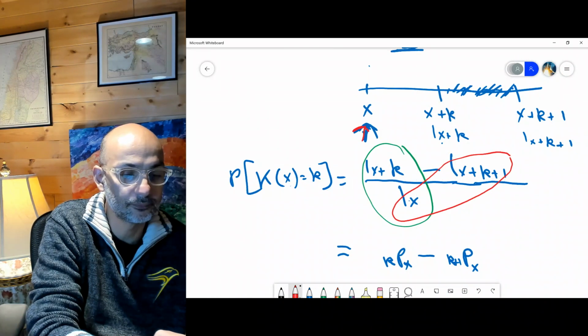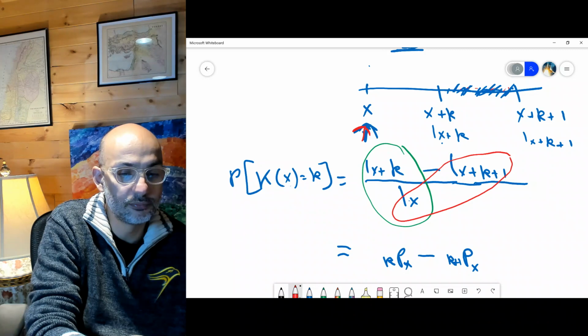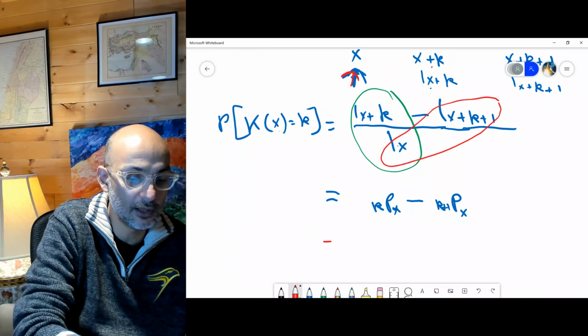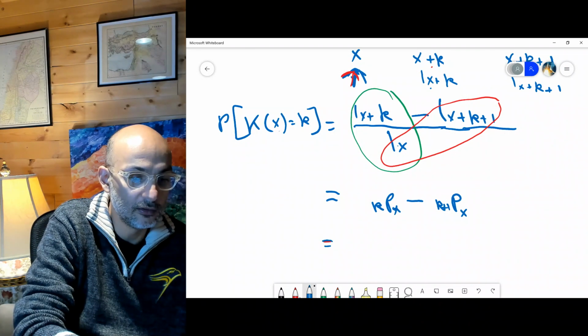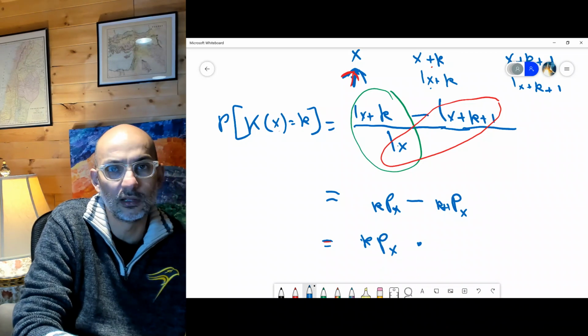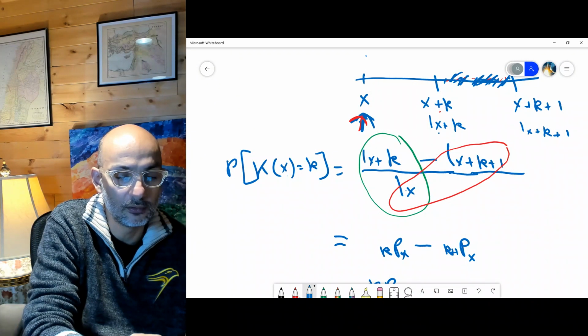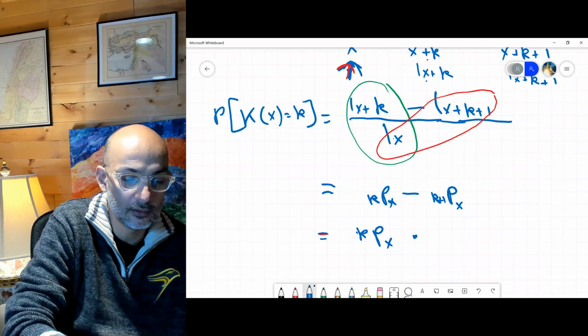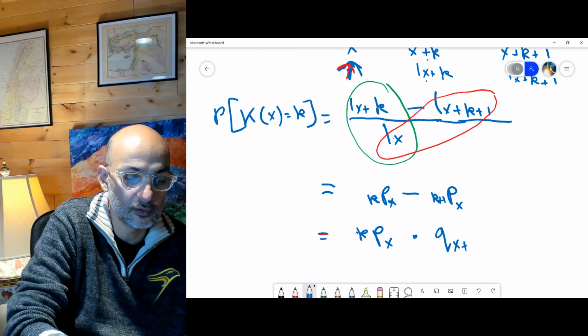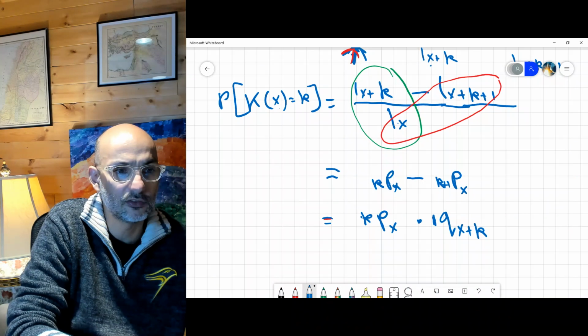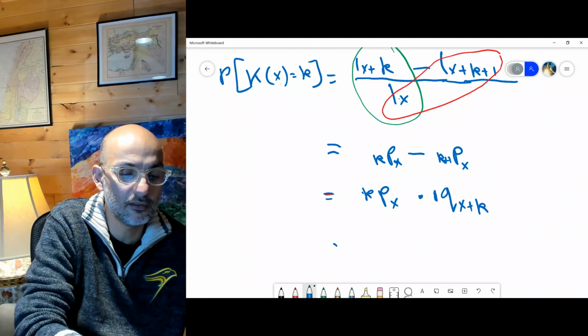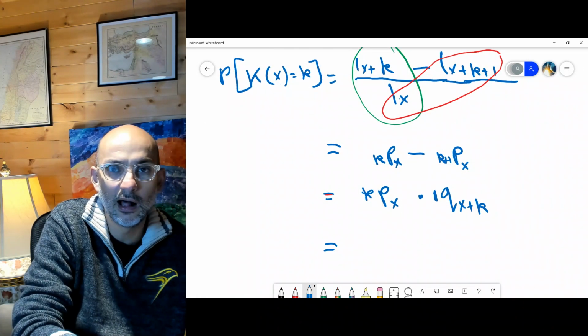Same logic here: you are here, so to calculate this probability, first you need to survive to here and death occurs here. The first probability is to survive k years, k px, multiplied, because of independence, by death occurring in this period, which is q x plus k, within 1 year. This is another way you can look at it. There are multiple ways to look at it.